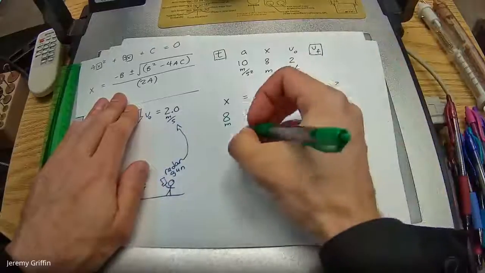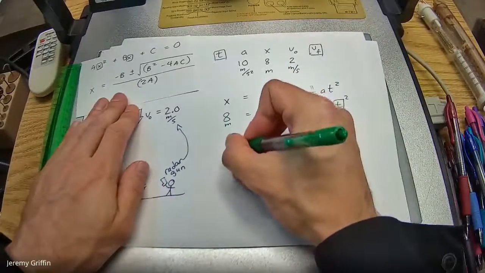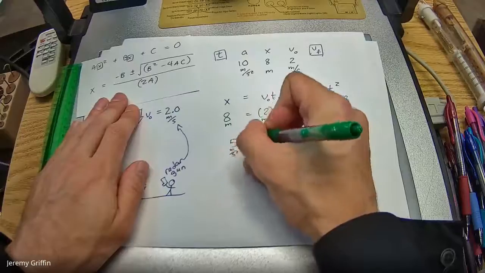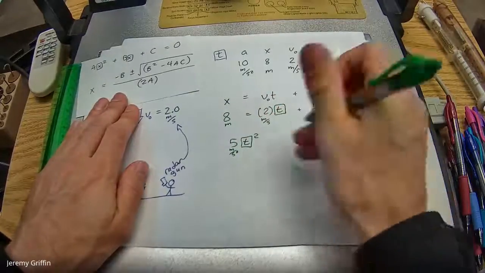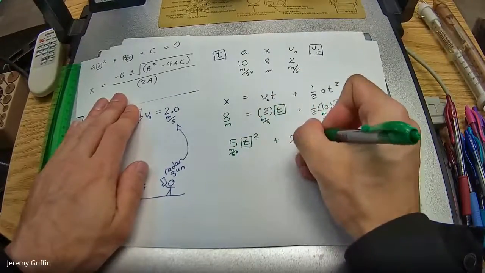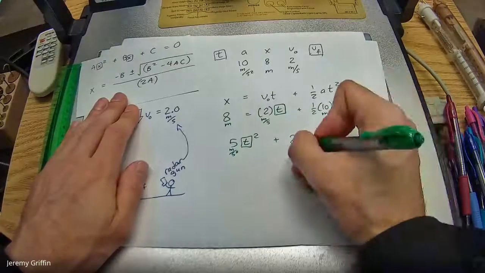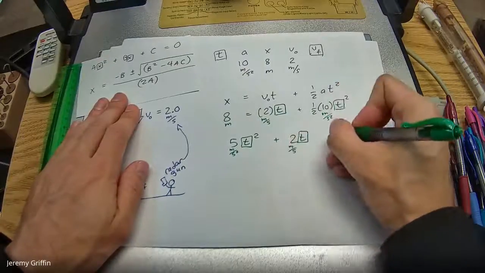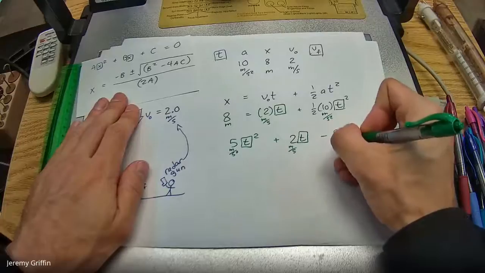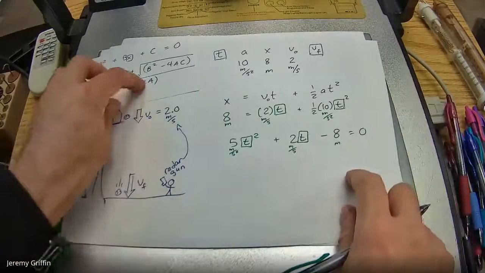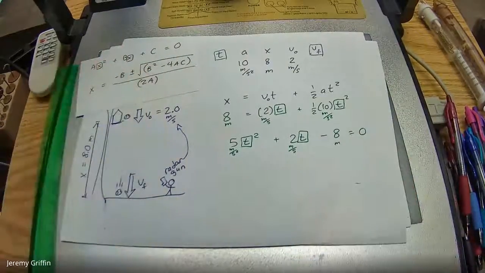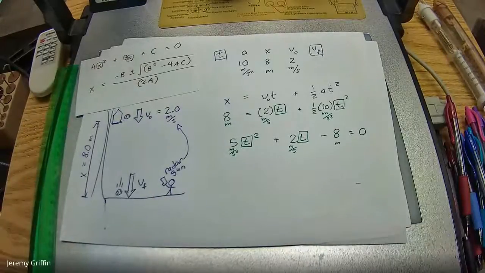Half of 10 is 5. I'm going to say 5t squared plus 2t, here's the unit, minus 8, because I need to subtract the 8 meters over. That's equal to 0. That puts it in this form.